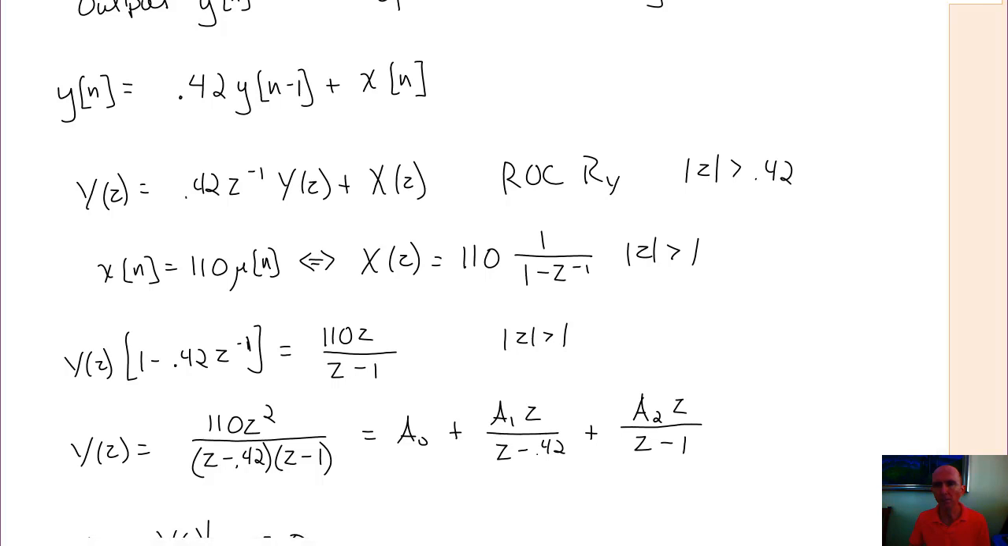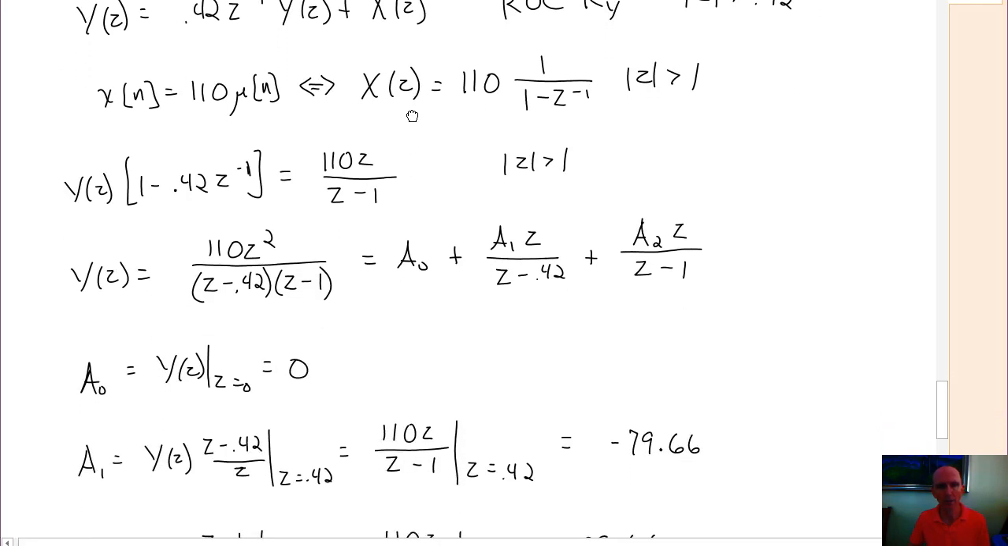The input, x of n, let's simplify this a little bit. I said there were 220 students each year. Since we're talking about semesters, let's say half of them take it the first semester, half of them take it the second semester. So there are 110 new students every semester. And so we take the z transform of this, which would give this here, with a region of convergence z greater than 1.